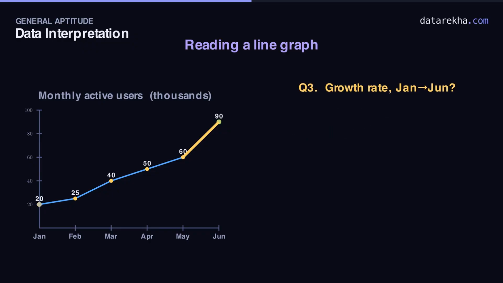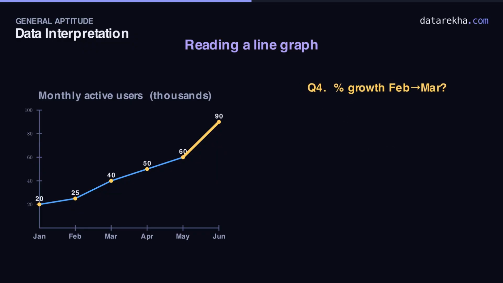What was the overall growth from January to June? Percentage change again, new minus old over old. 90 minus 20 is 70, over the starting 20. That's 350%. The user base grew 3.5 times over.